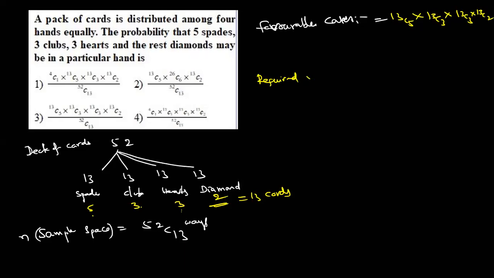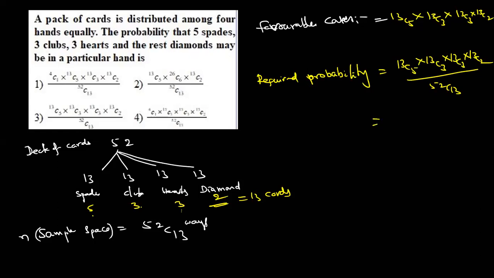So therefore, the required probability is 13C5 into 13C3 into 13C3 into 13C2 by 52C13. Don't ask me what this value is. Okay, little lengthy. Simplify yourself. Option is C.